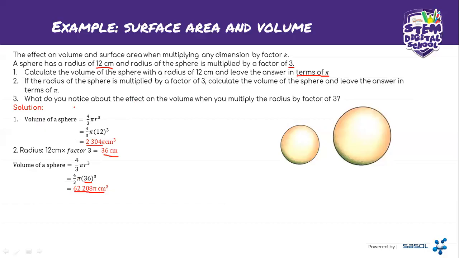The third question says, what do you notice about the effect on the volume when you multiply the radius by the factor 3? What do you notice about the effect on the volume when you multiply the radius by a factor of 3? Now let's see how that factor of 3 affects our volume.